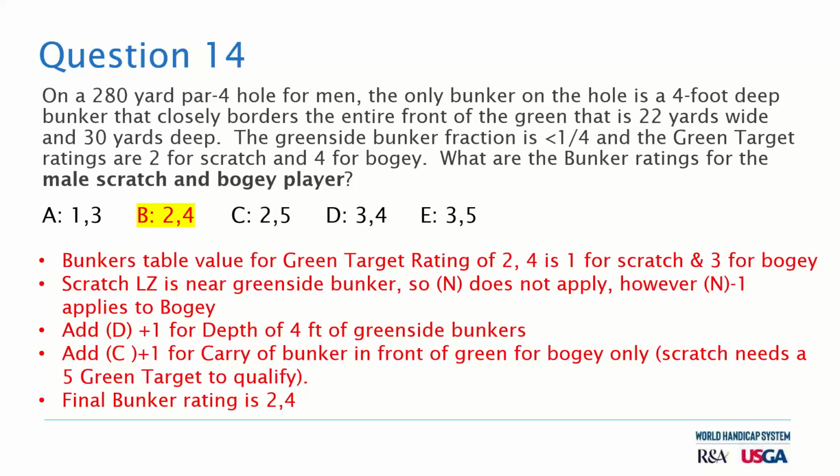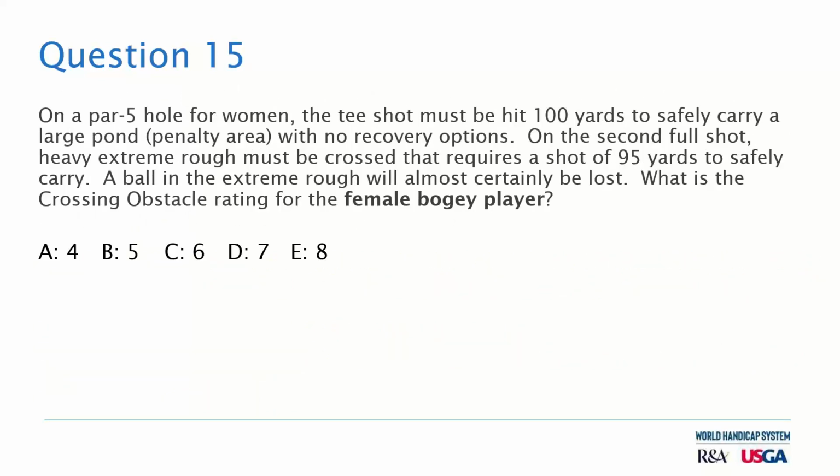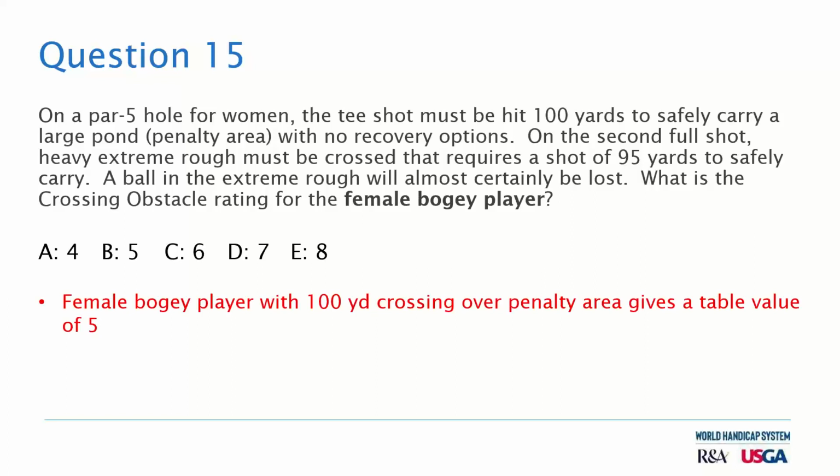All right. Last one for me, and then back over to Matt to wrap us up with the quiz. On a par 5 hole for women, the tee shot must be hit 100 yards to safely carry a large pond, which is designated as a penalty area, with no recovery options, which means they're going back to basically the tee to hit their next shot. On the second full shot, heavy extreme rough must be crossed. That requires a shot of 95 yards to safely carry. A ball in the extreme rough will almost certainly be lost. What is the crossing obstacle rating for the female bogey player?